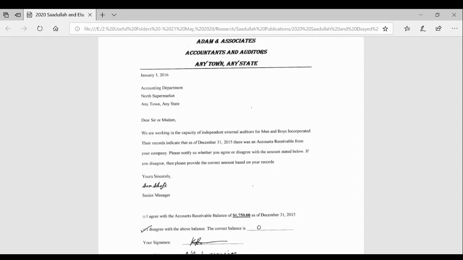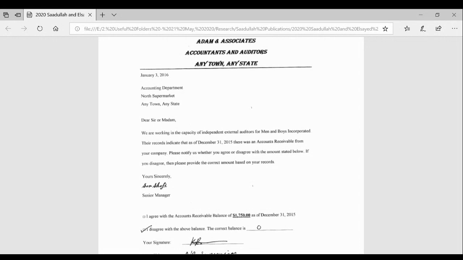That means in your client's record, a balance of 1750 is showing, but the customer disagrees. The customer does not agree. So now you have to investigate who's correct. Is the customer correct, or is your client correct? Who's your client? What is the name of your client in this example? Men and Boys Incorporated, right?